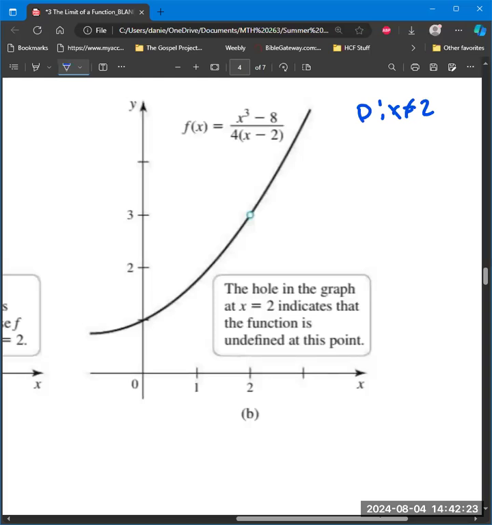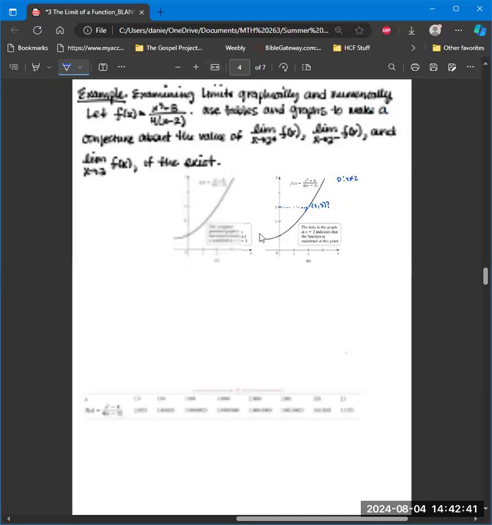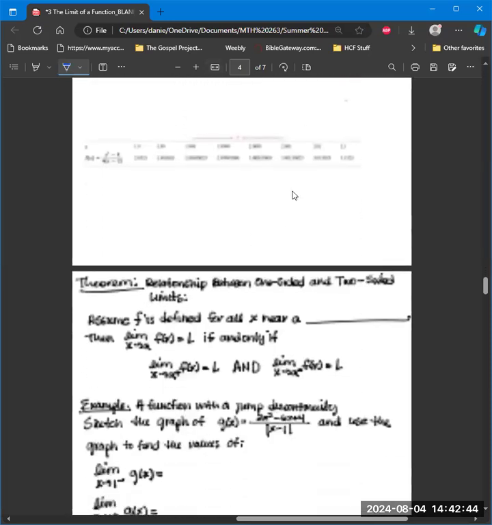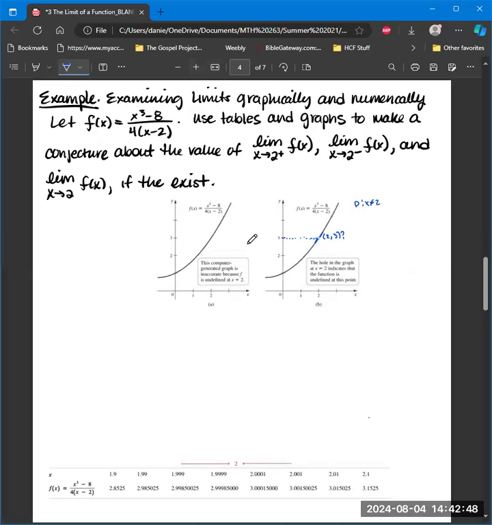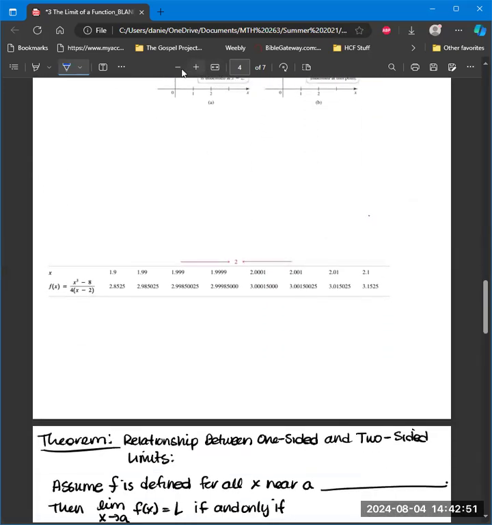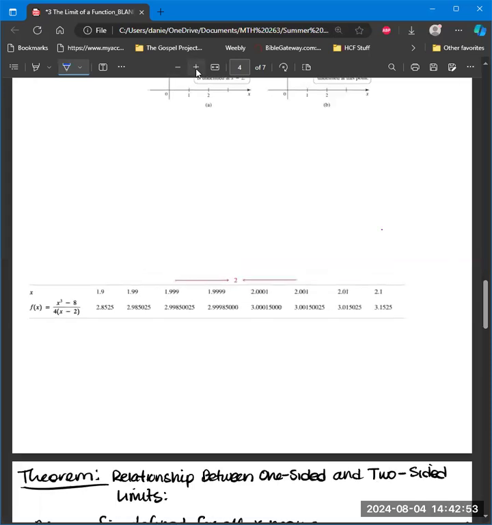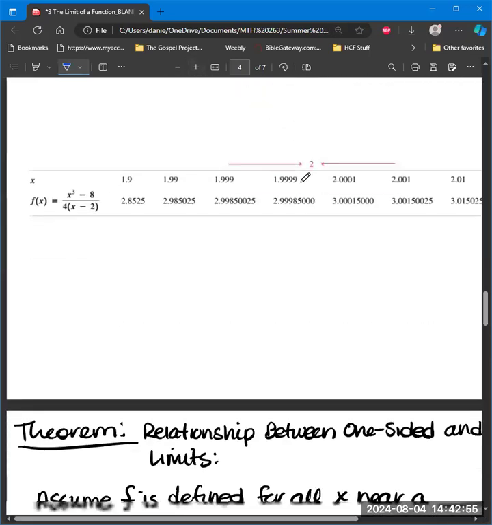So now as we get close to 2 from the left and the right, it sure looks like we're getting close to a value of 3. That's what it looks like to me. And let's see if we can establish that with our table. Here's our table of values.